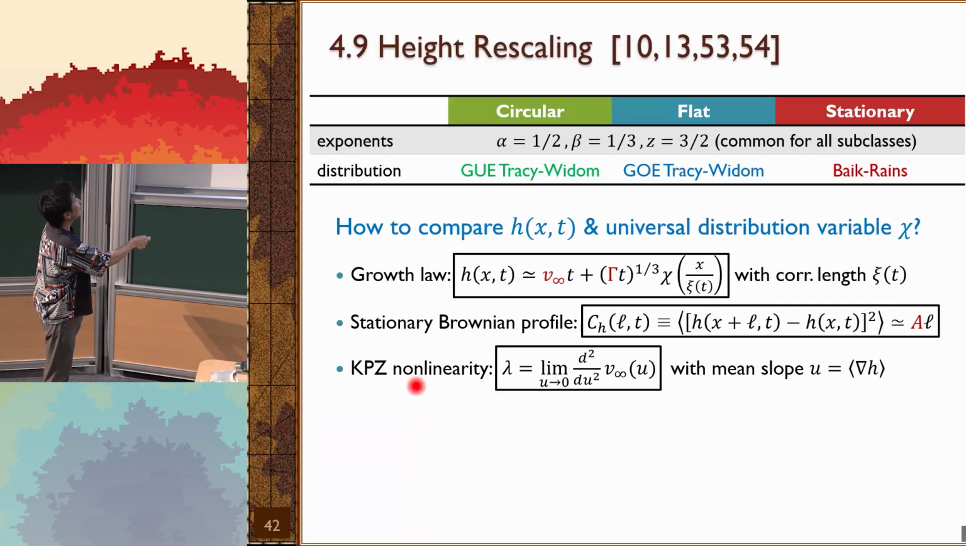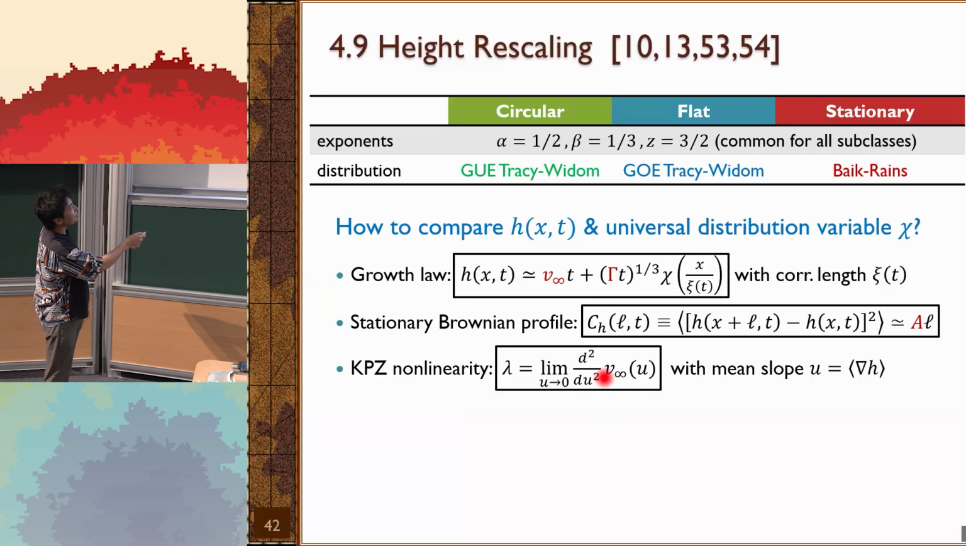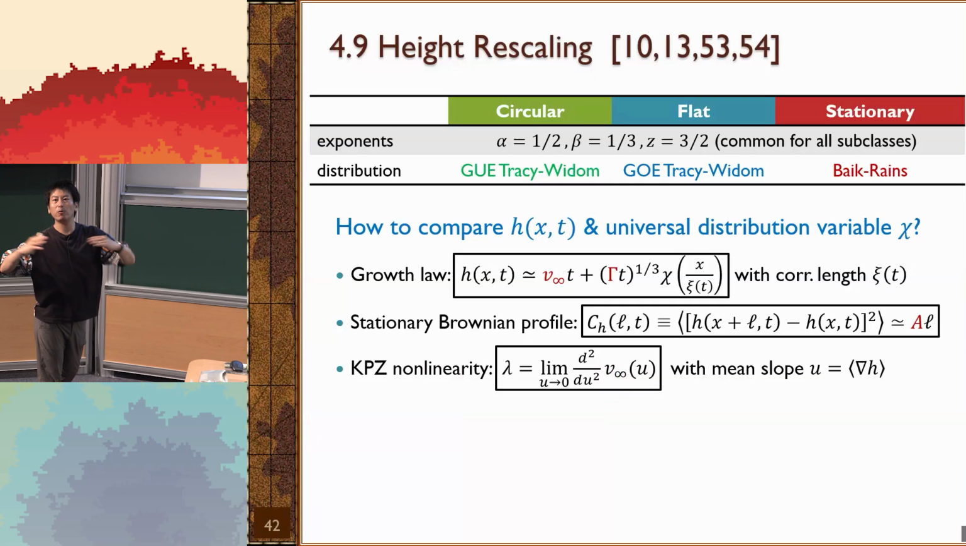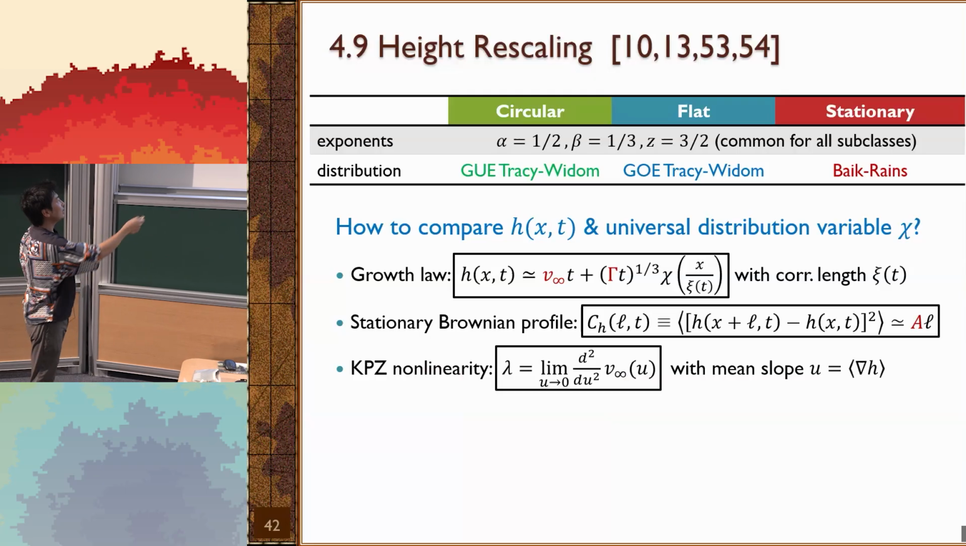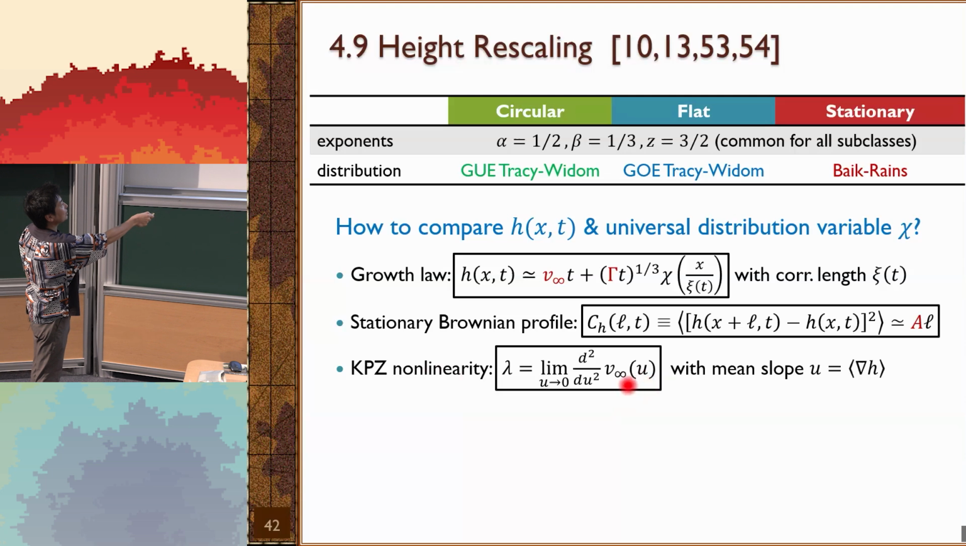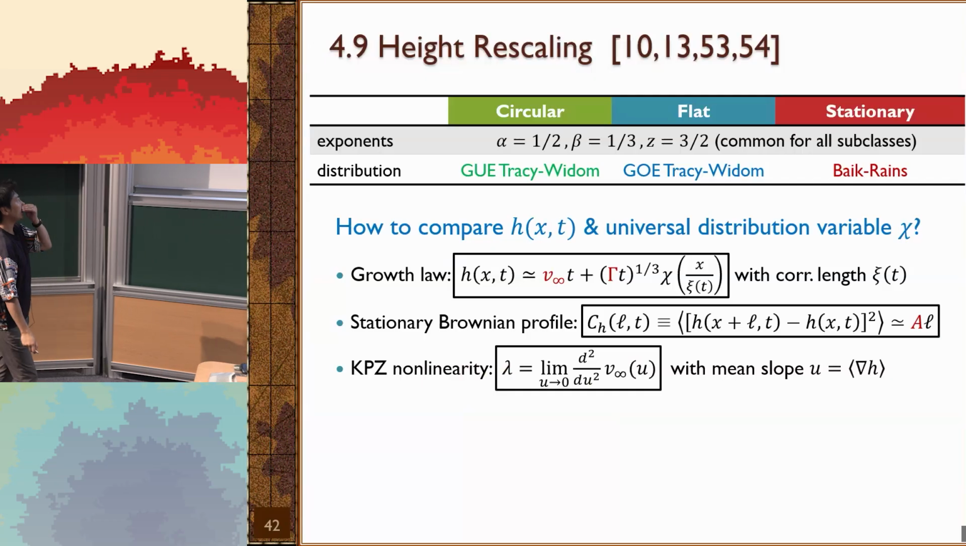And then we also need to determine lambda, which is the coefficient for the KPZ nonlinear term. And actually, it's known to be obtained by this. Here, we measure the asymptotic growth speed v infinity as a function of the slope of the interface. So suppose you start from some initial condition with finite slope. You let it evolve, and you get the growth speed as a function of the tilt u. And then you evaluate this, and you actually get the KPZ coefficient lambda.